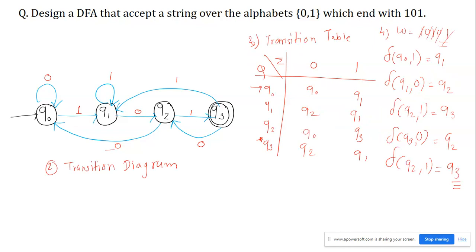So for the exercise, you just try to consider the string which is ending with AAB, a string that ends with AAB. You just try it as an exercise. The task is given to you. You can complete it. So with that, we'll stop here.